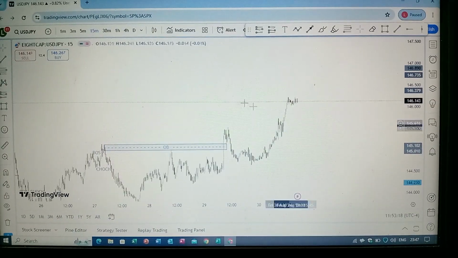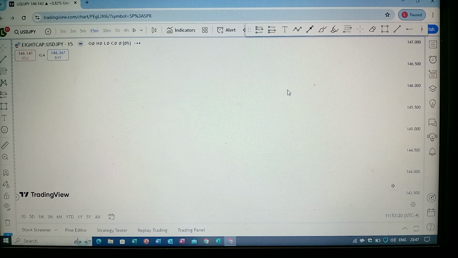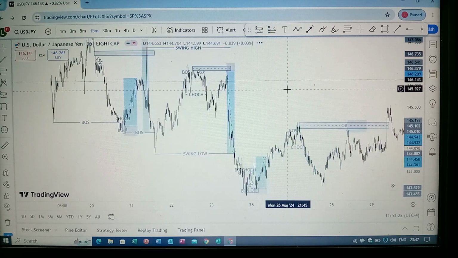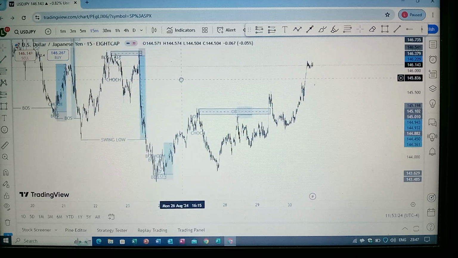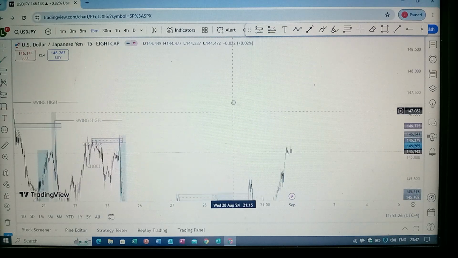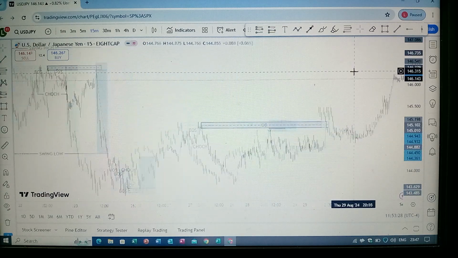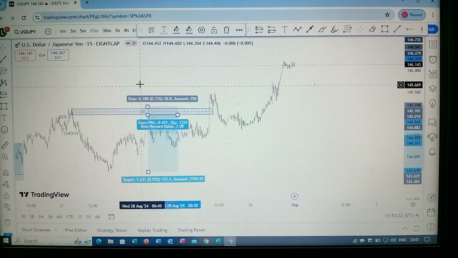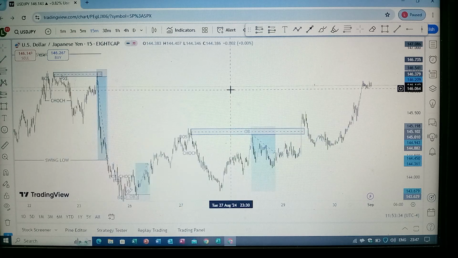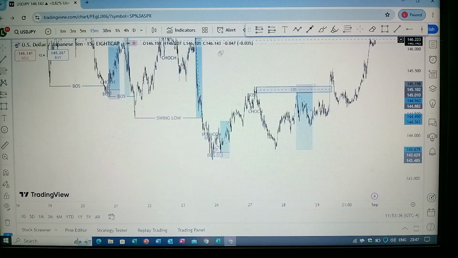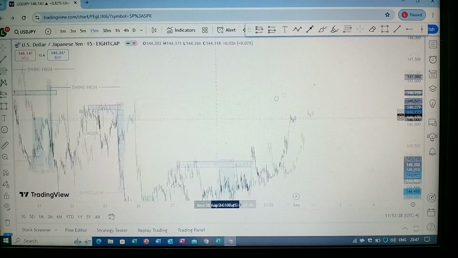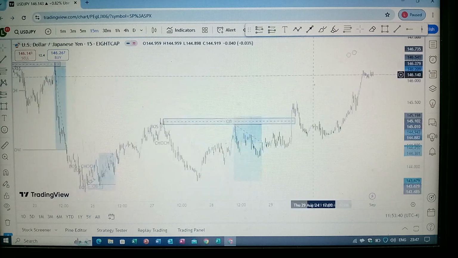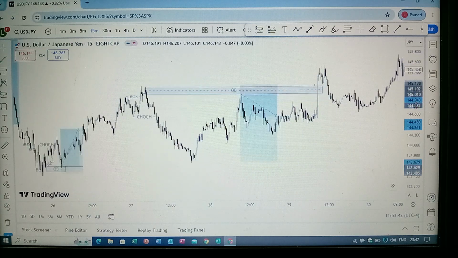I'm actually thinking that we might be going higher on USDJPY to those 4 hour highs, right? To those 4 hour highs up there. That's what I'm looking for.